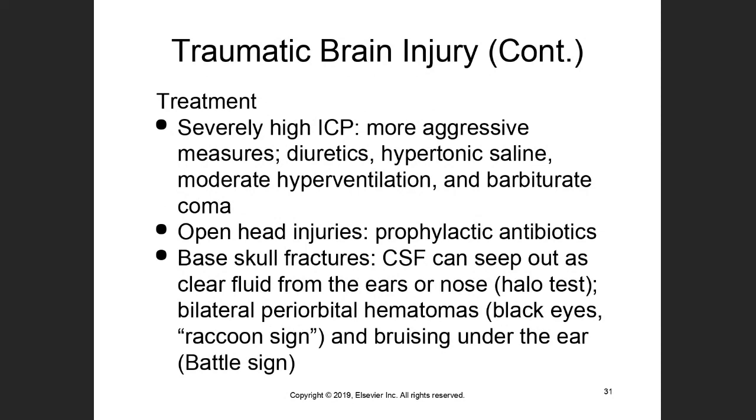Treatment for severely high intracranial pressure: more aggressive measures, diuretic, hypertonic saline, moderate hyperventilation, and barbiturate coma.